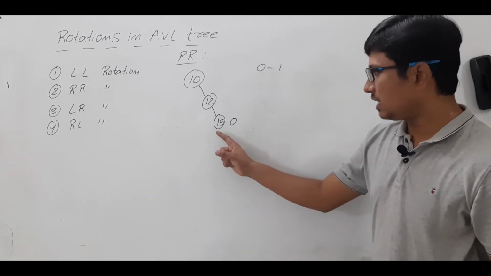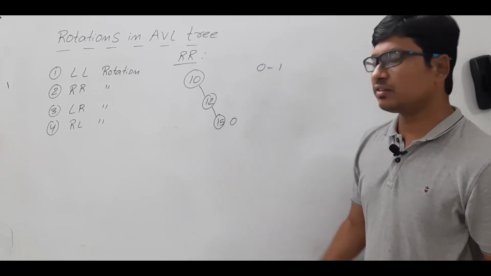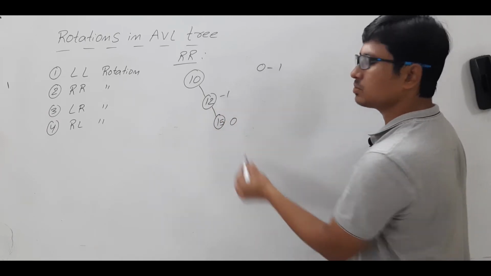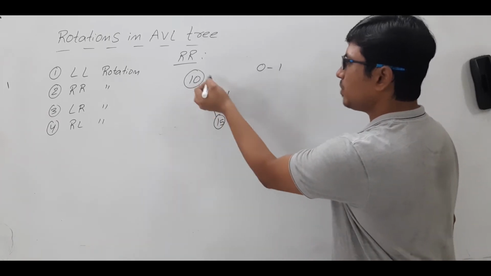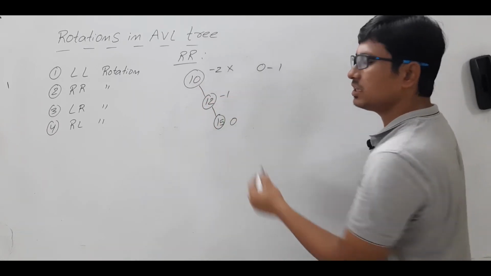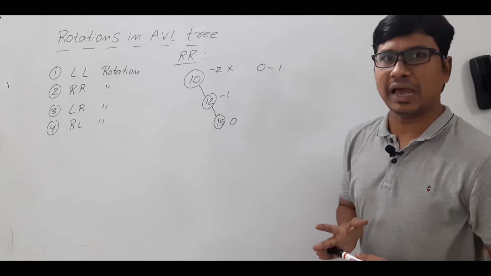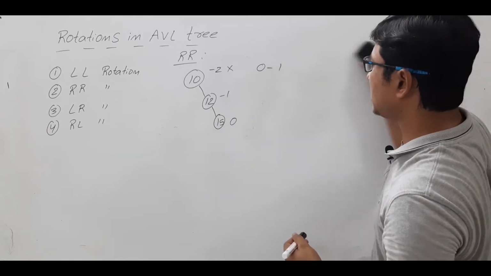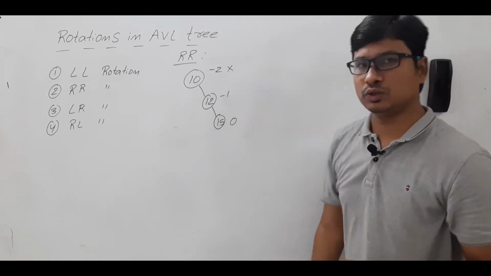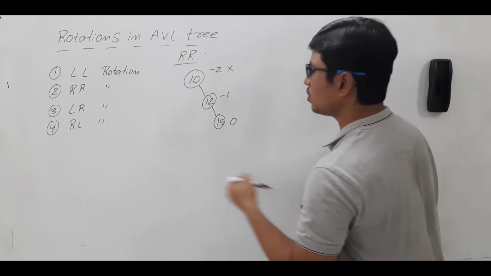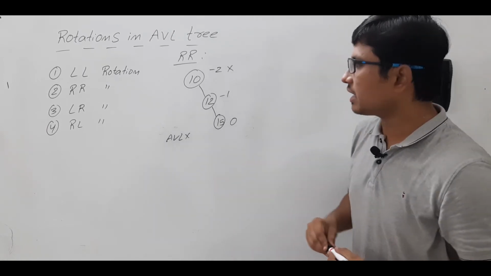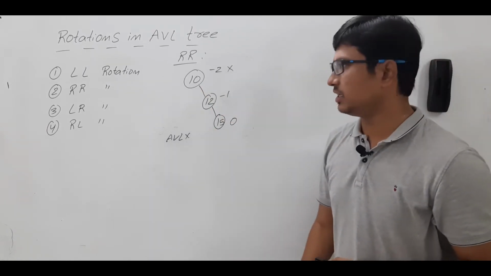It is 0 because the height of the left subtree is 0 and the height of the right subtree is 0. What is this one? 0 minus 1 is minus 1. This is 0 minus 2, which is minus 2. Now this is not in the range of the AVL tree balancing factor. What is the AVL tree balancing factor? Minus 1 to 1, but this is minus 2. So I can say that this is not an AVL tree, and it is a right skewed binary search tree.